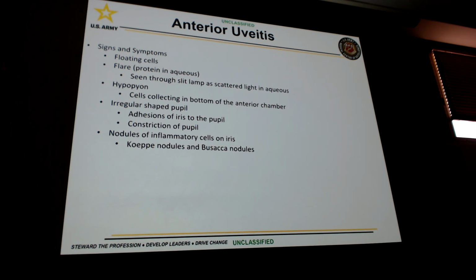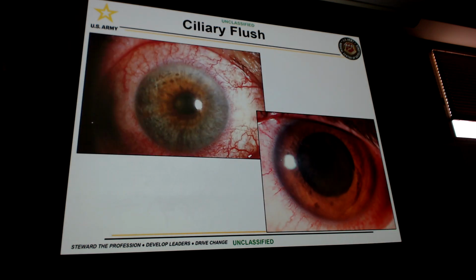You've got cells, flare, you may have hypopyon, may have an irregularly shaped pupil. If the iris is sticking to the cornea or to the lens behind it, that's going to cause an irregularly shaped pupil. Maybe you'll have some nodules on the iris as well.